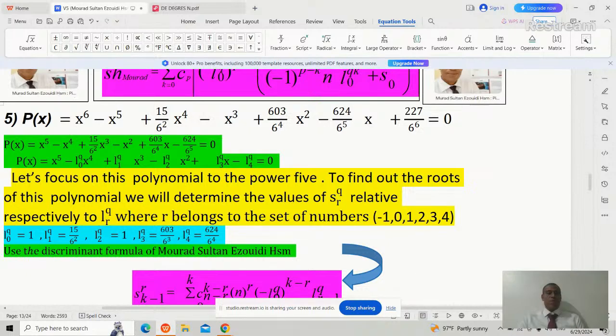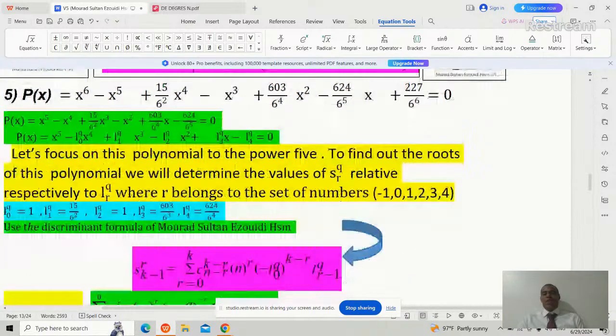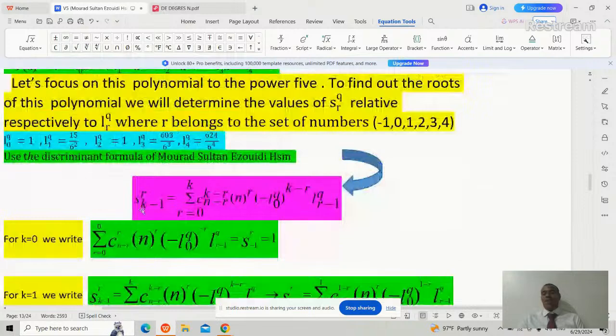This formula is very important, which is S subscript k minus 1 of order r equals the sum from 0 to k of the combination n minus r, choose k minus r, n raised to the power r between parentheses negative L0 of the q raised to the power k minus r times L subscript n minus 1 of the q. Okay, just to find the value of S subscript k minus 1 of order r, you will replace L0 of the q by its value, and L subscript r minus 1, which is L0, L1, L2, L3, L4, by their own values.